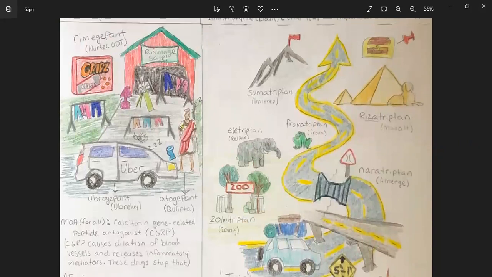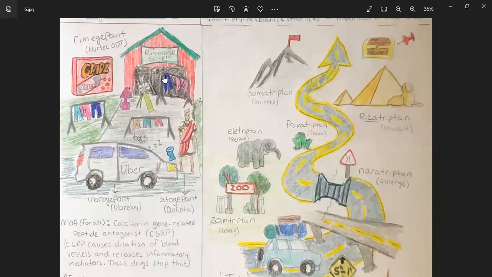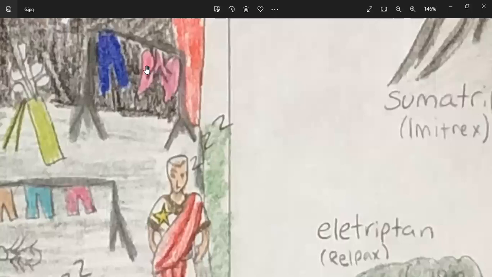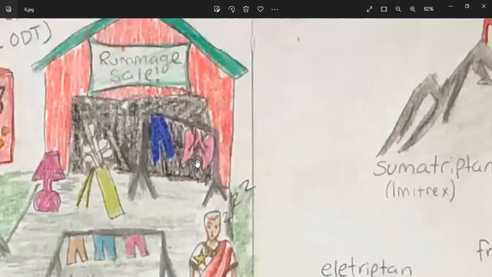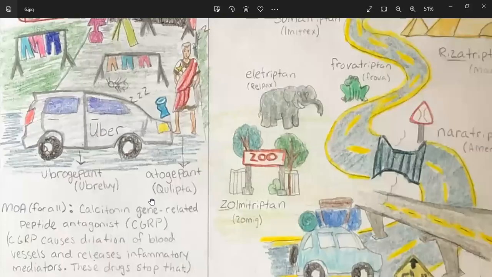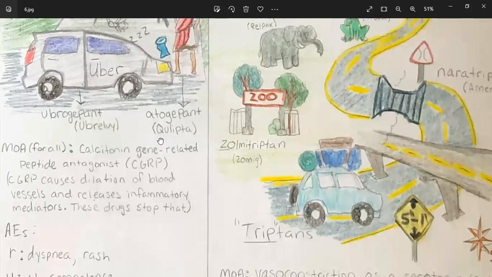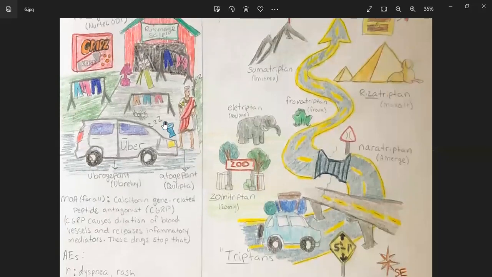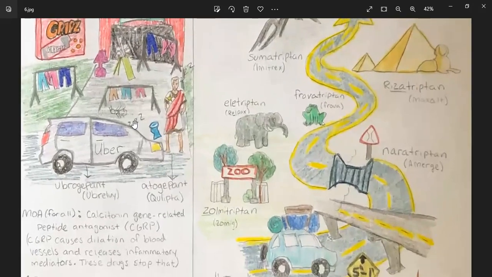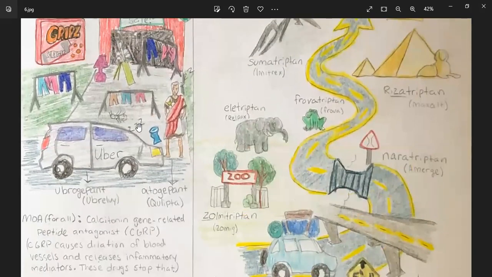Adverse effects are dyspnea and rash. Dyspnea is shown in this picture with these lungs that are hanging next to these pants. So dyspnea. Rash is not shown. Nausea is right here. And then there's somnolence. Both of these people are sleepy.